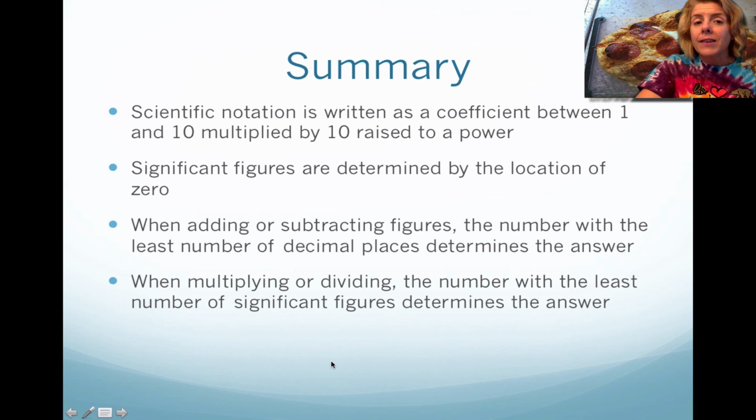Okay, so in summary, scientific notation is written with a coefficient between 1 and 10, and it's multiplied by a power that is base 10. Significant figures are also determined by the location of the 0. Remember, if there's zeros in the middle of non-zero numbers, they are significant. When adding or subtracting figures, you've got to look for the least number of decimal places, and that will tell your answer how far to round. And then lastly, when multiplying or dividing, the number that has the least amount of significant figures is going to tell you what your answer should be.